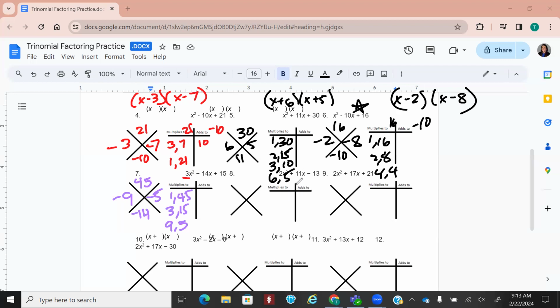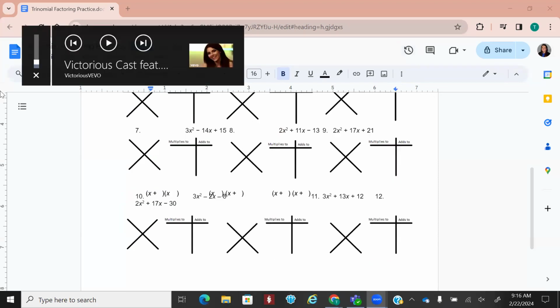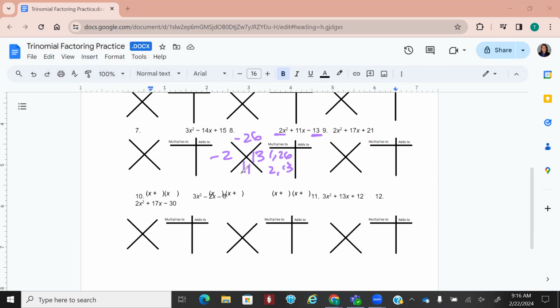On the next one, go ahead and do 8 and 9. Try these two. Don't forget your a term is no longer 1. So on this one, we get negative 26 on the top. Where did that come from? 2 times negative 13. So it multiplies to get you negative 26. So that's going to be 1, 26, 2, 13. Well, 2 and 13 can add together to get me 11, right?